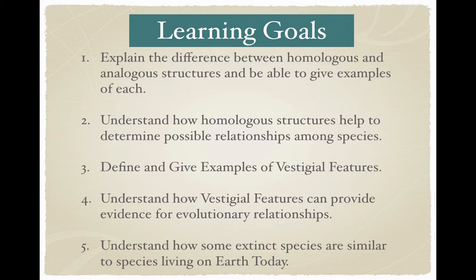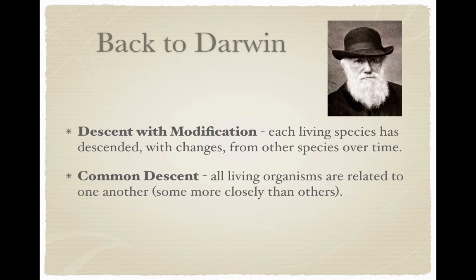Understand how homologous structures help to determine possible relationships among species. Define and give examples of vestigial features. Understand how vestigial features can provide evidence for evolutionary relationships, and understand how some extinct species are similar to species living on Earth today. So, our discussion today is going to take us back to Darwin's ideas.